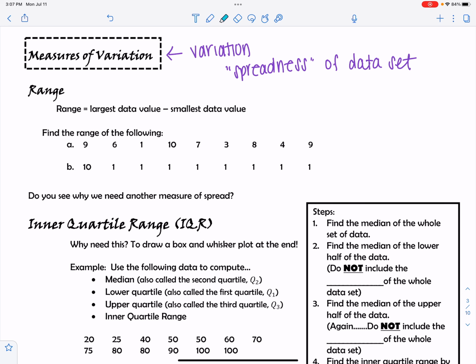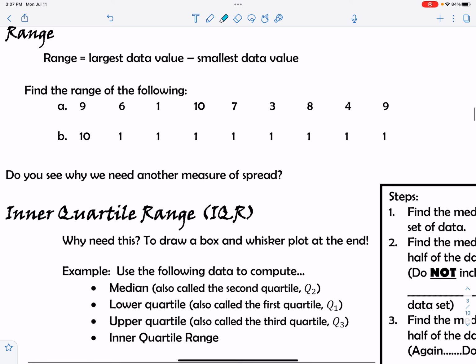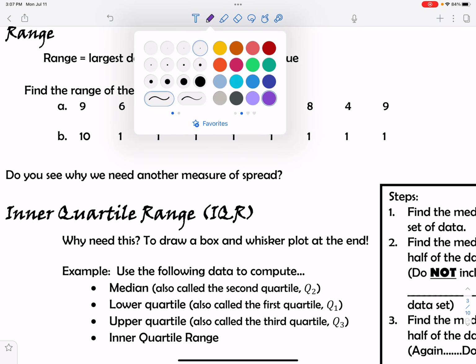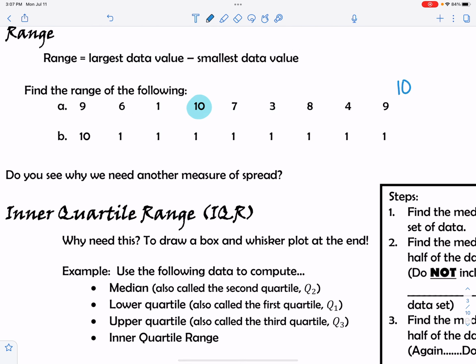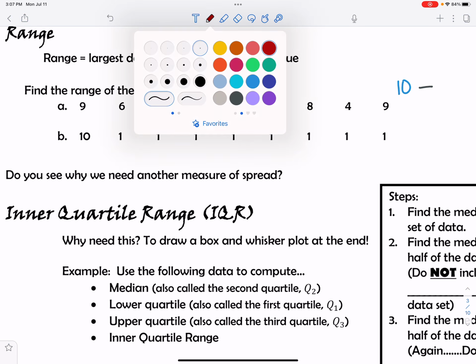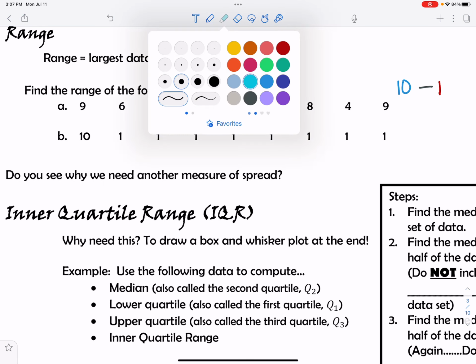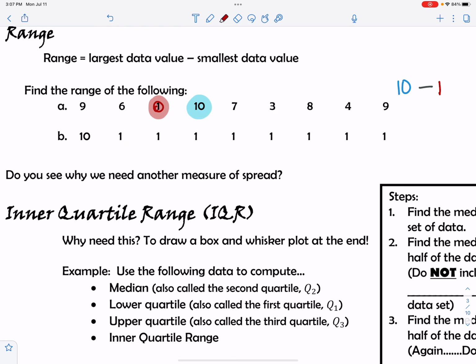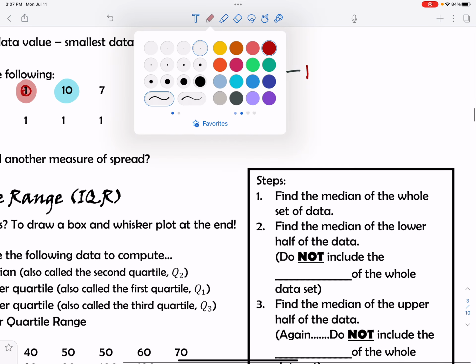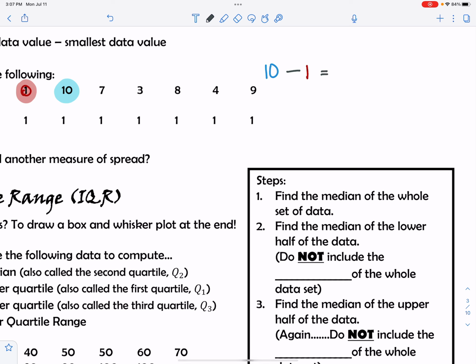And so let's look at these two sets of data. The first one: 9, 6, 1, 10, 7, 3, 8, 4, 9. I'm going to take the largest, 10, minus the smallest number, 1. And that's going to give me a range of 9.